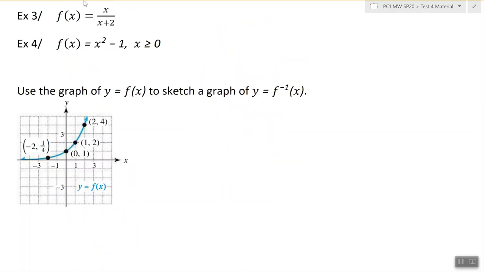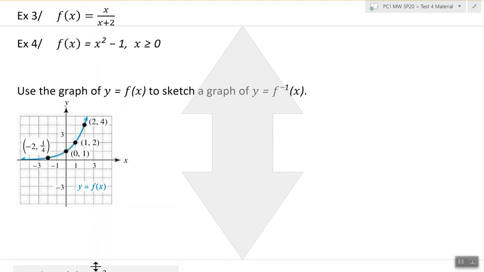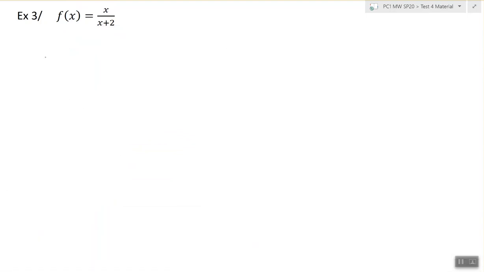All right, here's another, a little more challenging problem. It just takes a little practice. If you find this difficult, then just find a few more out of the book to practice. We're going to switch the x's and y's. So x is y over y plus 2. To get rid of our fraction, we're going to multiply by y plus 2. So I have xy plus 2x equals y.